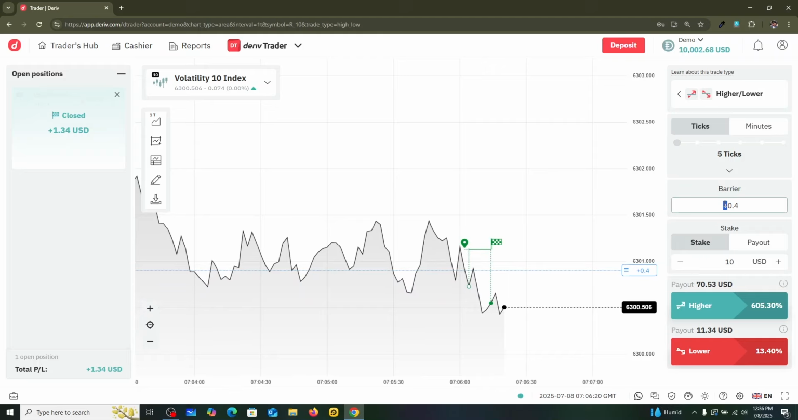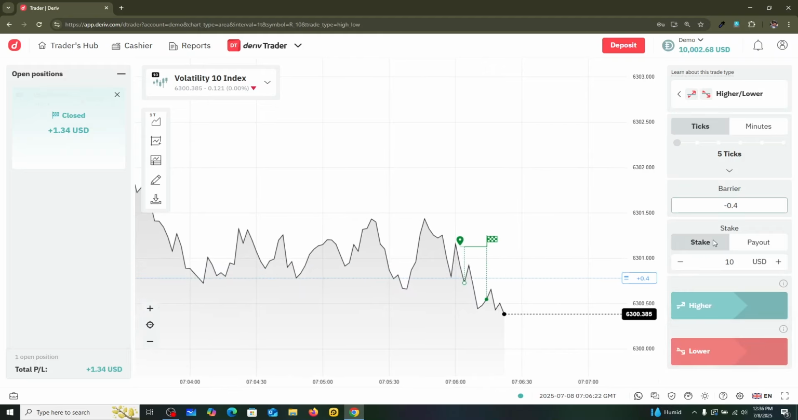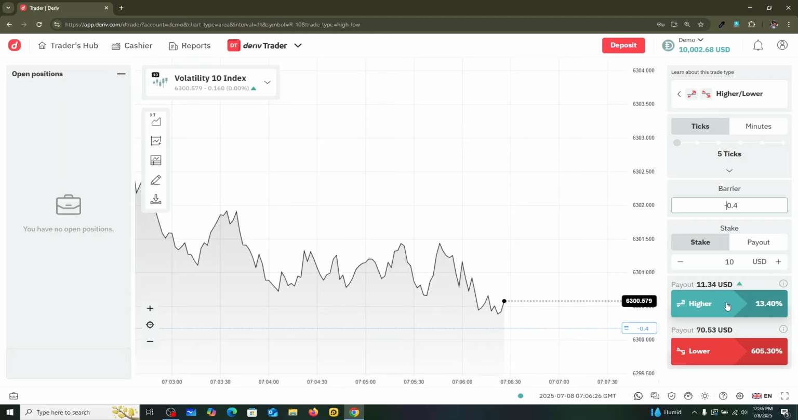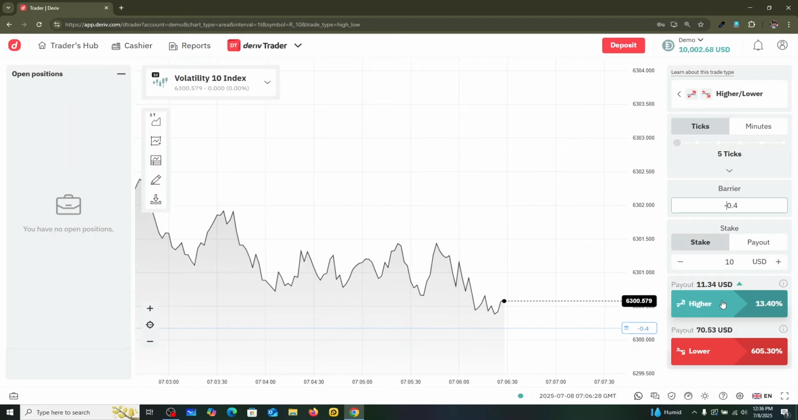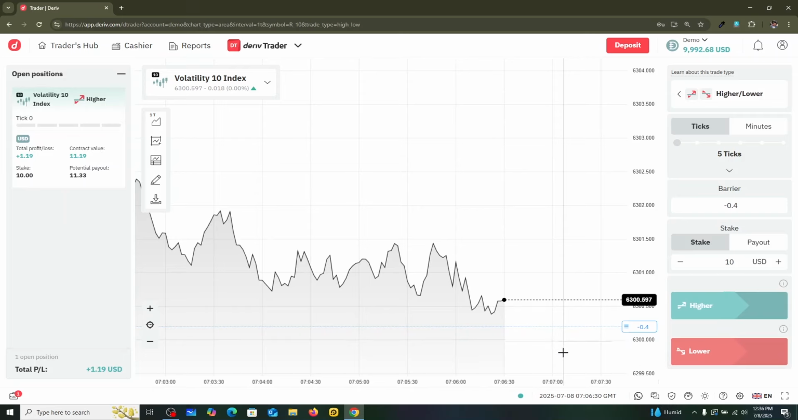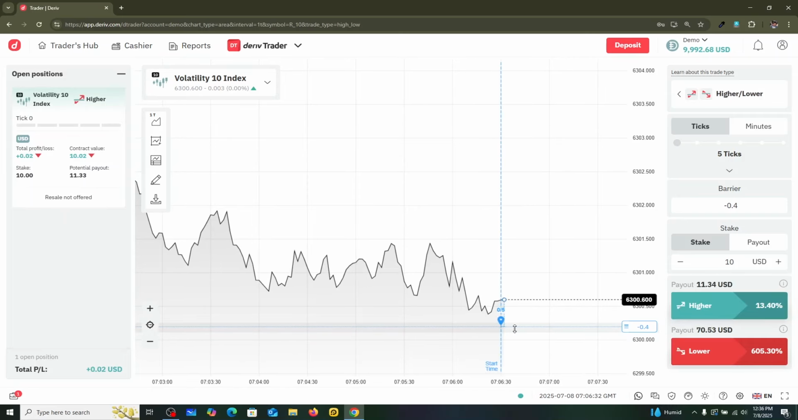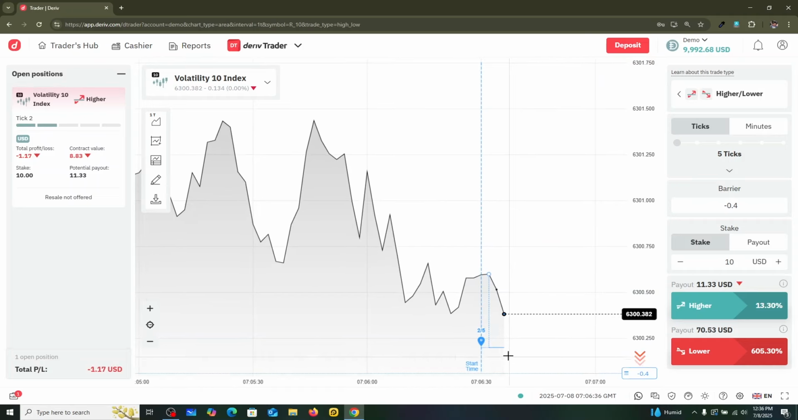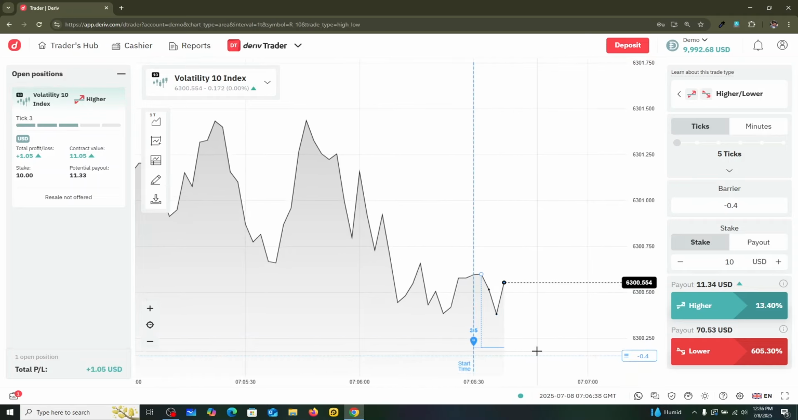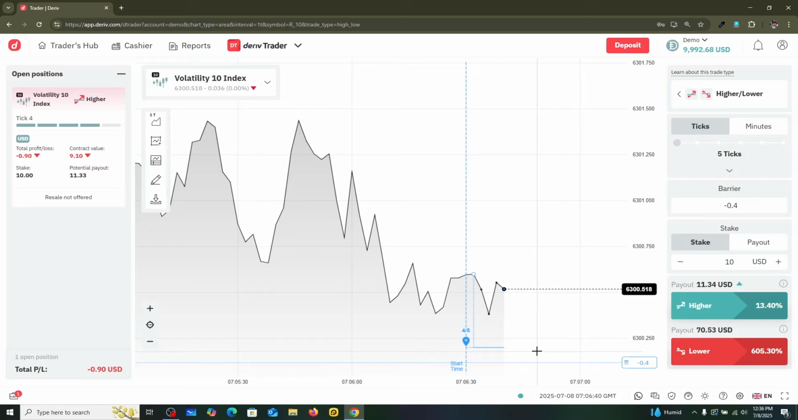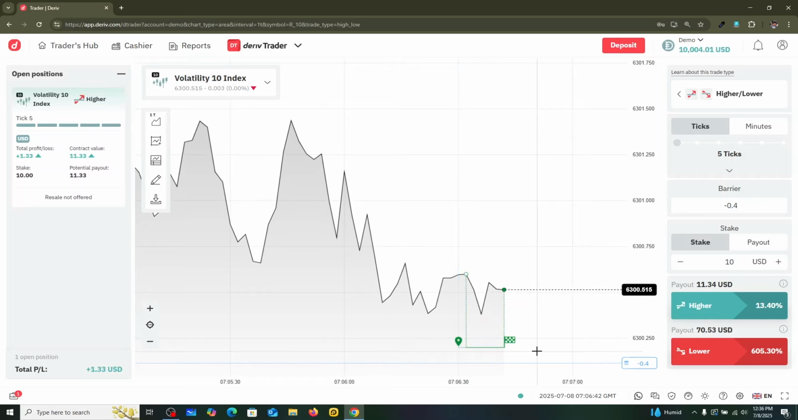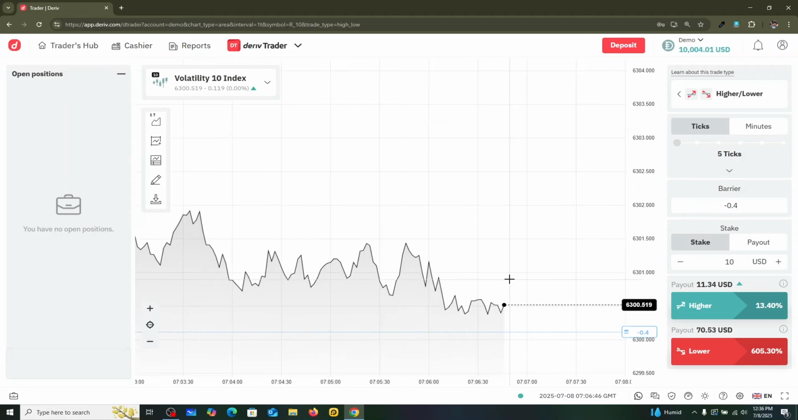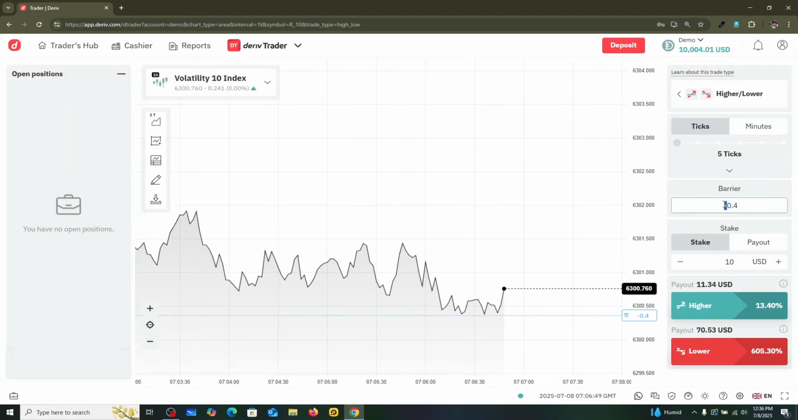What if we select this as -4? Now you have to take Higher, which means the market will not go beyond this line. We are assuming that the market will not cross this line. As you can see, this is how this method normally works. So this is our method.